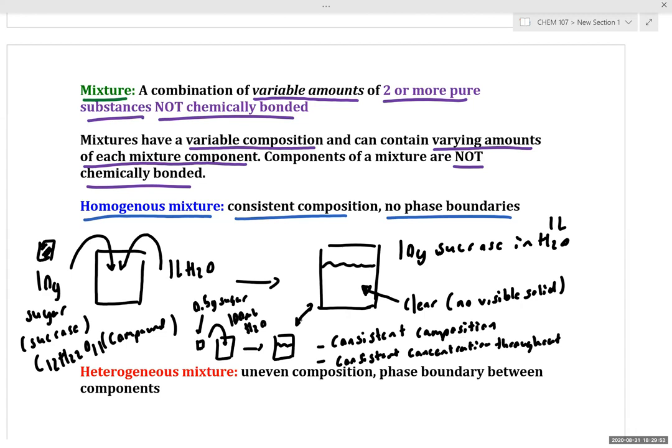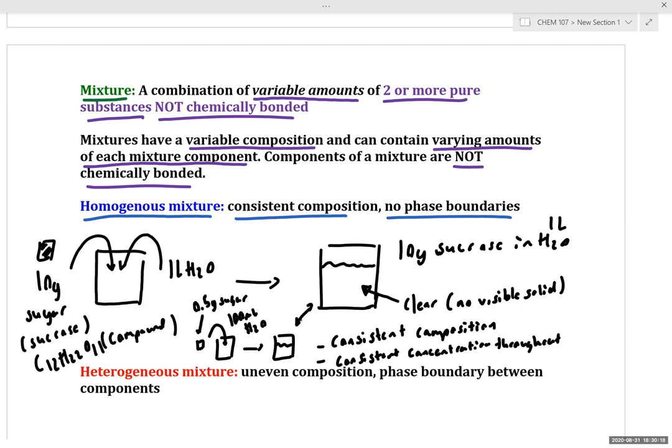Perfect. And another thing to keep in mind, there is no bond, no covalent bond or ionic bond between the sugar and water. It's just two pure substances that have been mixed. They're in proximity to each other, but they are not bonded.